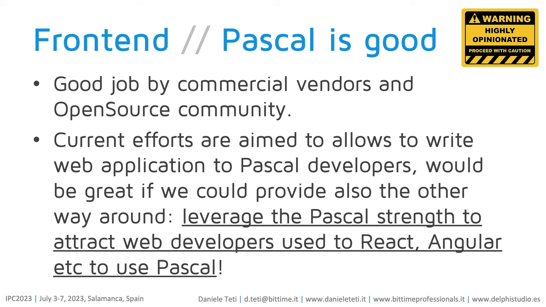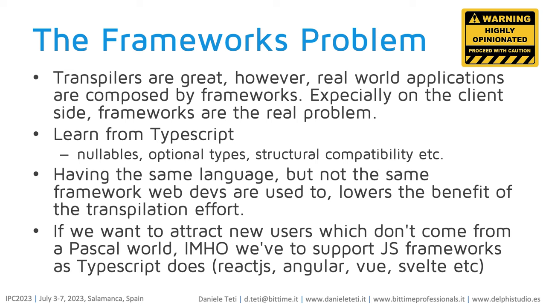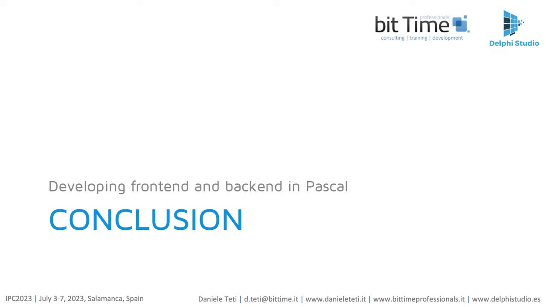Then, the frameworks problem. Transpilers are great, really. However, real applications are composed today by frameworks. Especially on the client side, frameworks and libraries are the real problem. We have to learn from TypeScript. Nullables, optional types, structural compatibility, and so on. Having the same language, but not the same frameworks web developers are used to, lowers the benefit of the transpilation effort. We do a lot of work to get the same developers, which is good. It's a good first step, but it's a first step. If you want to attract new users who don't come from the Pascal world, in my honest opinion, we have to support JavaScript frameworks and TypeScript as TypeScript does. So React, Angular, Vue, Svelte, and so on.